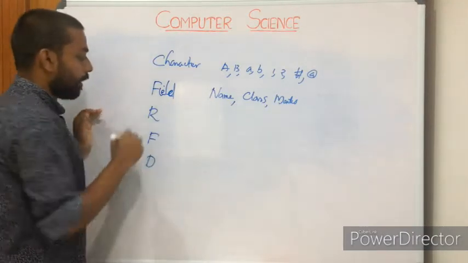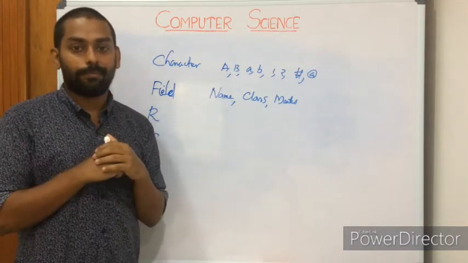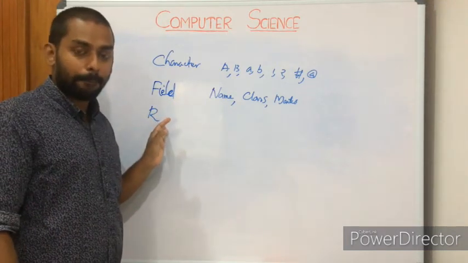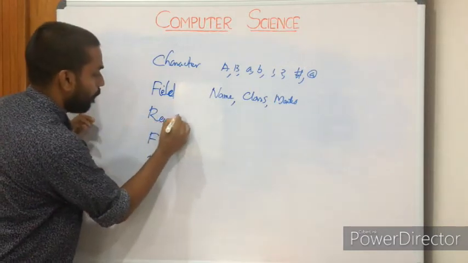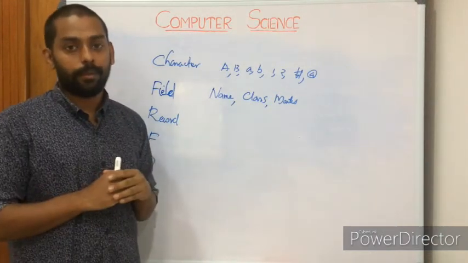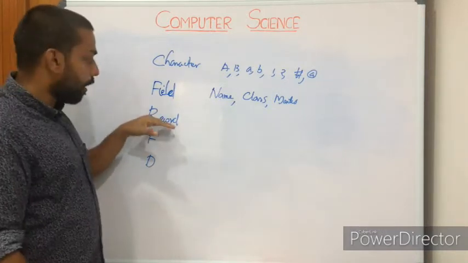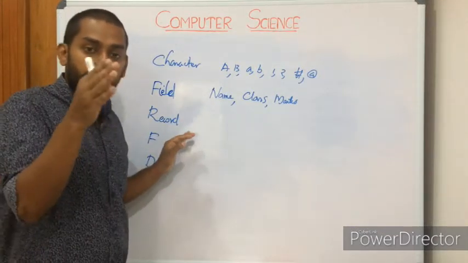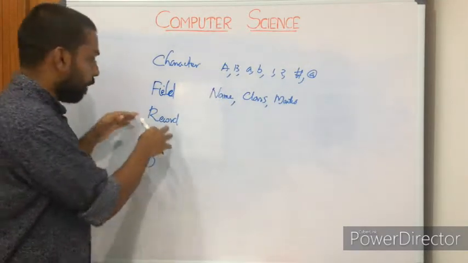Next one is R. What is that R? One single progress report can be treated as R. R for record. Example, the progress report of a single student. That is what a record is, which can be defined as a collection of fields. In a progress report, we will have fields like name, class, marks, all together. That is what a record is.